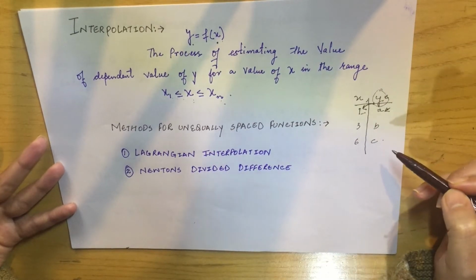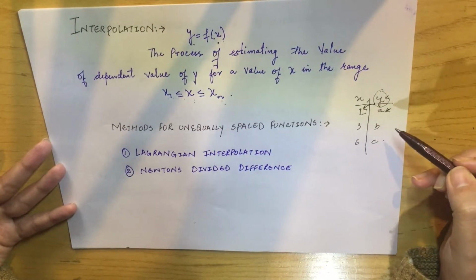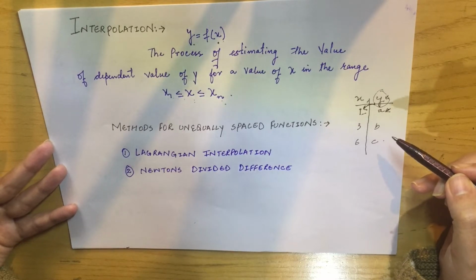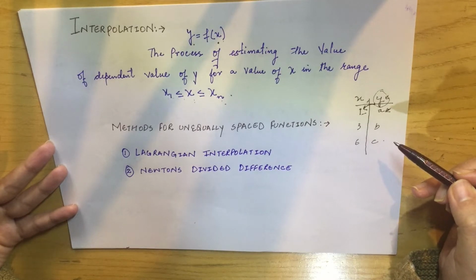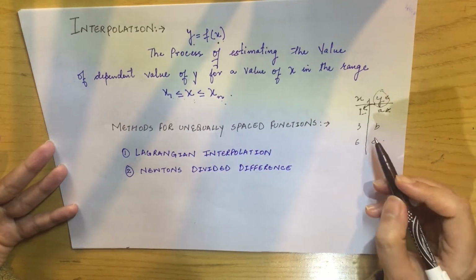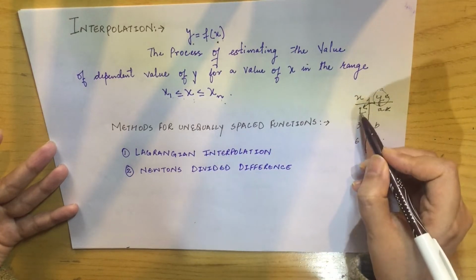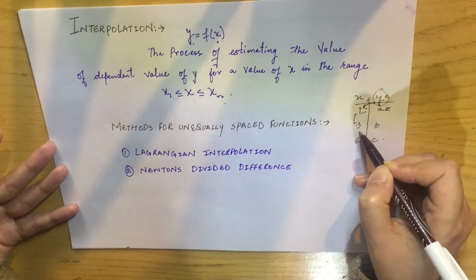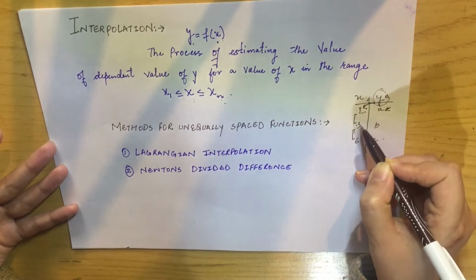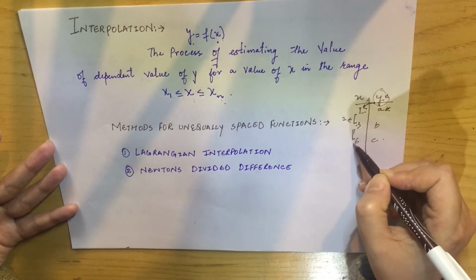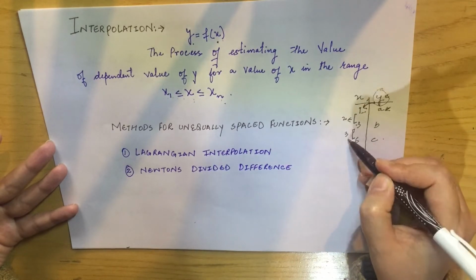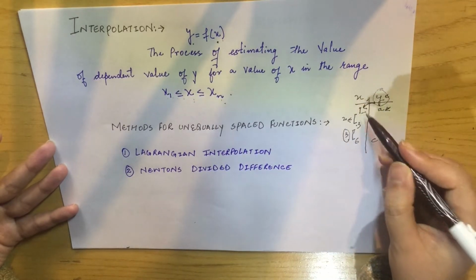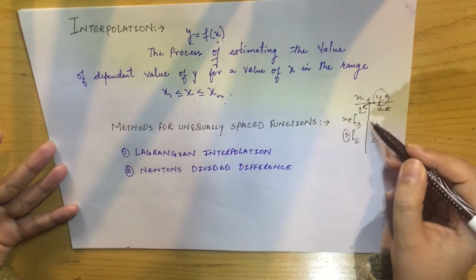Now there are two ways to find the function of the interpolation. Number one is for the equally spaced and number two is for the unequally spaced functions. Equally spaced functions means that when this space is equal. For example, here 3 minus 1 is equal to 2 and 6 minus 3 is equal to 3. That means the space here is 2 and 3, which is not equal.